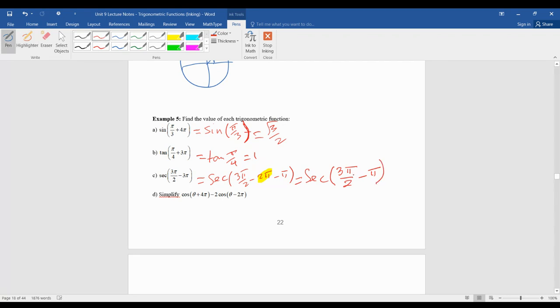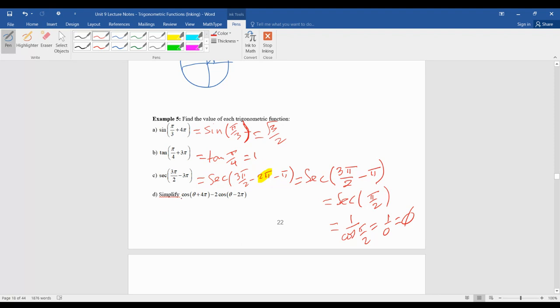So now we have secant of 3 pi over 2 minus pi. We can find the common denominator. That gives secant of pi over 2. What is secant of pi over 2? Secant is the reciprocal of cosine, so it's 1 over cosine of pi over 2. Cosine of pi over 2 is 0, so this is undefined.